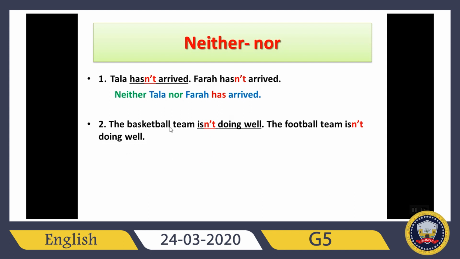Okay, again, the basketball team, the football team. Here we have two different subjects, so we must omit all the words between them. Put neither here before the first subject, put nor before the second subject, omit not, and the verb must be singular, and that's it. So neither the basketball team nor the football team is doing well. Not is in, it's is.